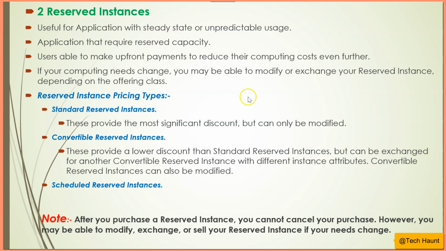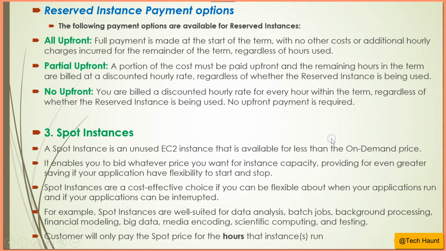Reserved instances also provide you a couple of options for your payments. Let's take a look. Reserved instance payment options: all upfront, partial upfront, or no upfront. With all upfront, you pay the full payment at the start and get more benefit in the discount. With partial upfront, a portion of the cost must be paid upfront, and the remaining hours in the term are billed at a discounted hourly rate. All upfront is cheaper than partial upfront, and with partial upfront you pay a little bit more than all upfront.